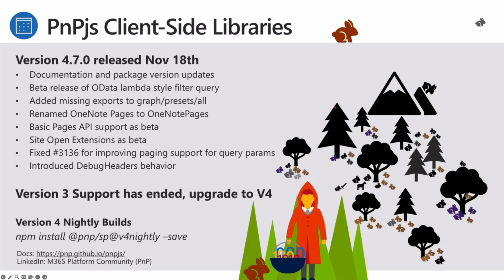And we fixed 3136 to improve paging support for query parameters and introduce debug headers. In addition to that, there is a pull request that is merged now to reverse the change that we made to stop cloning the response for the error generation. That was done because it does cause some problems in Node.js, we saw.